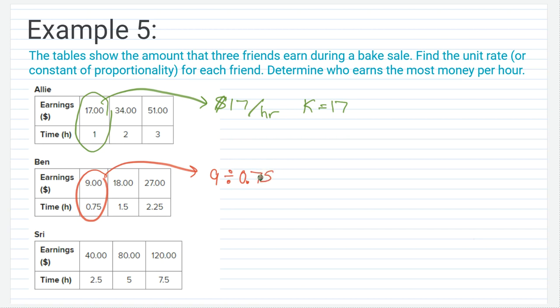So again, doing that math there, 9 divided by 75 hundredths, we're going to find that this is $12 per hour. So our value of K is going to be 12.